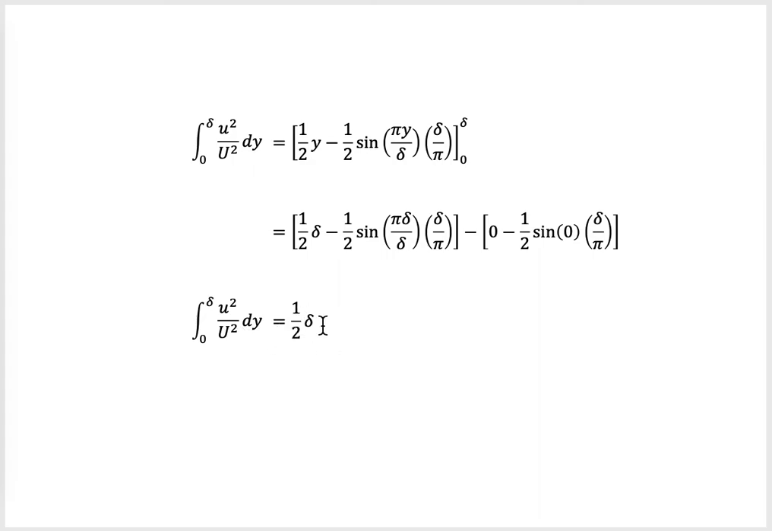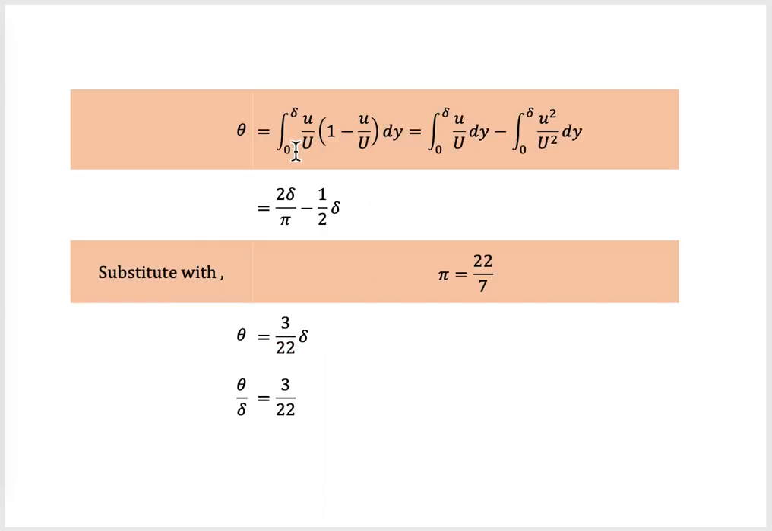The problem does not stop here. What we need to do next is write the whole equation. This is the equation for theta, and it is equal to this one. From the previous calculation, we found that the integral of u over U dy is 2 delta over pi, and the integral of u squared over capital U squared is 1 over 2 delta.